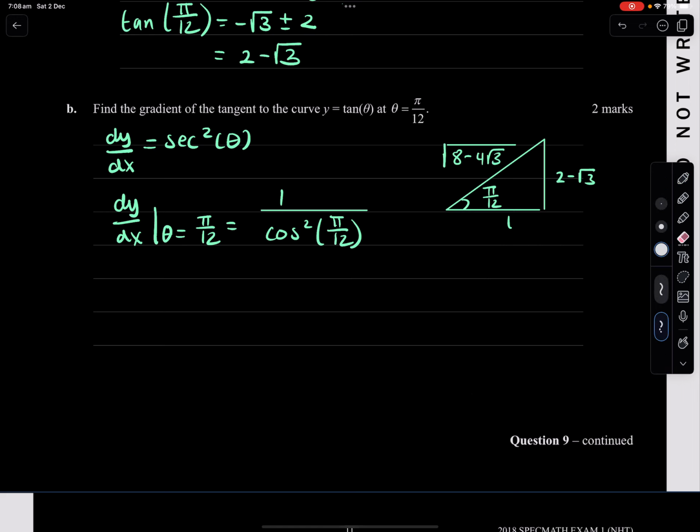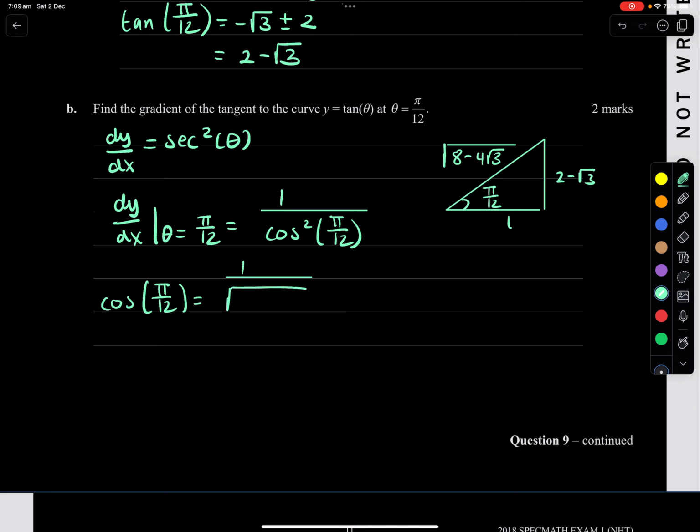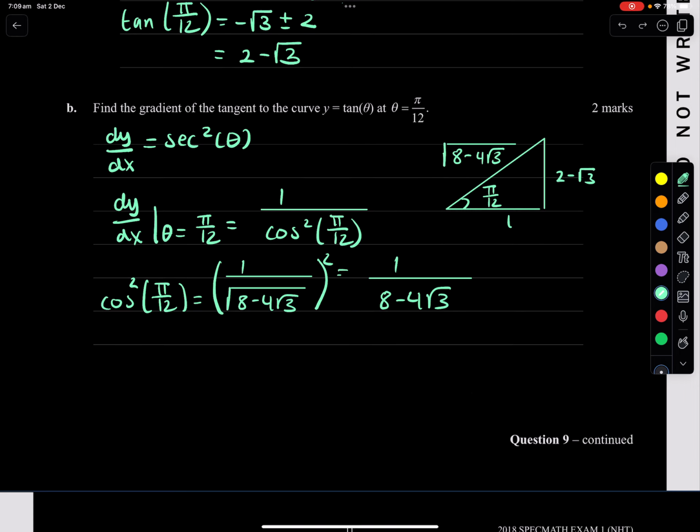So the question's telling us, so hence we can say that cos of pi over 12 is what? It's adjacent over hypotenuse, so it's 1 over the square root of 8 minus 4 over 3. And imagine squaring it. If we square that, we get 1 over, you'll get rid of that square root, so it'll be just 8 minus 4 over root 3. And we're then taking the reciprocal. So taking that reciprocal, it's just going to be 8 minus 4 over 3.